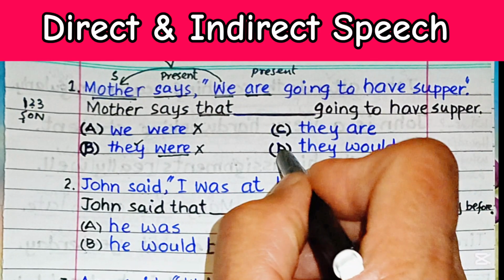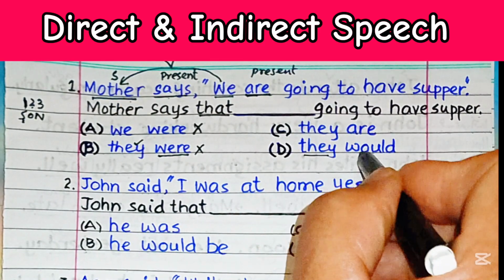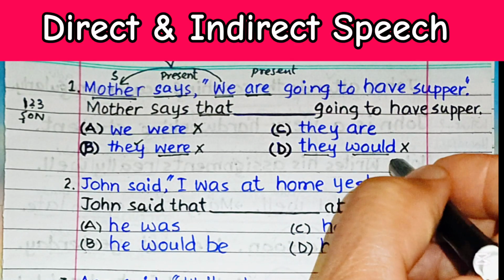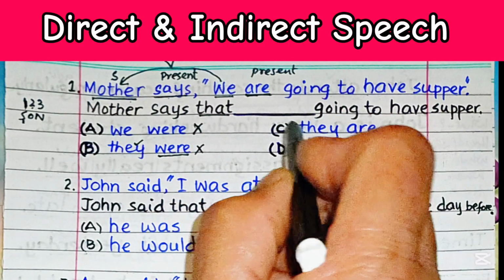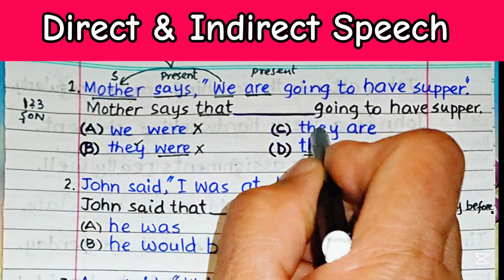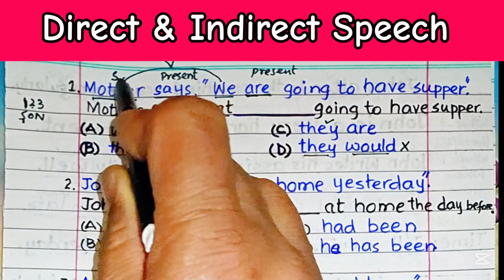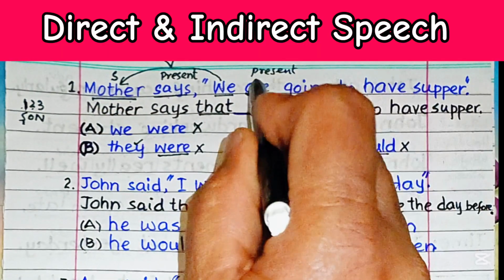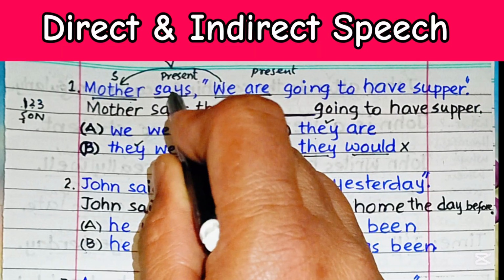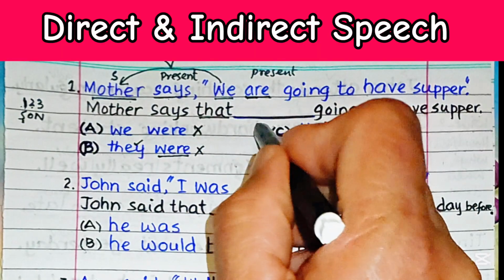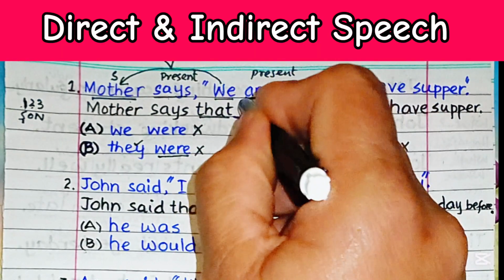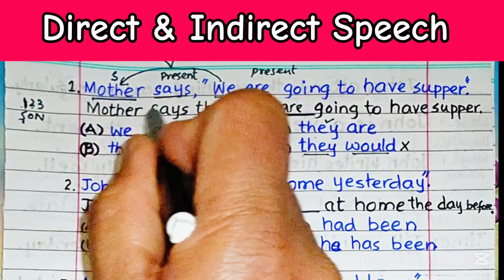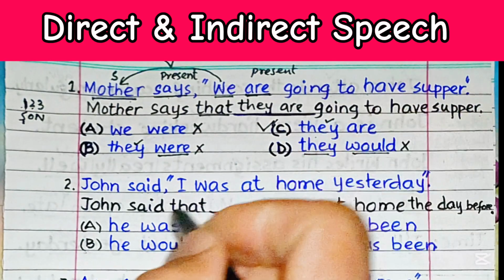The last option is they would. So this one is okay, but we don't convert are into would, so this one is also incorrect. So the only option that remains is mother says that they, this is good because we is to be changed with mother, that is a subject as per the SON pattern. So they are, it remains in the present due to the present tense in the reporting speech. So this C is the correct answer. So the answer will be that they are. Mother says that they are going to have supper.